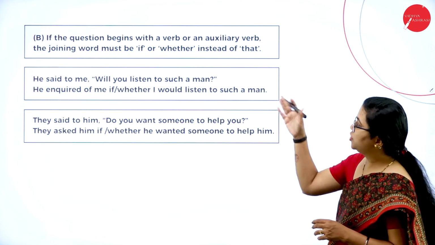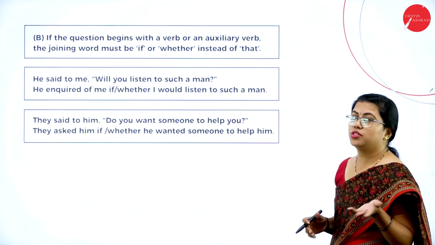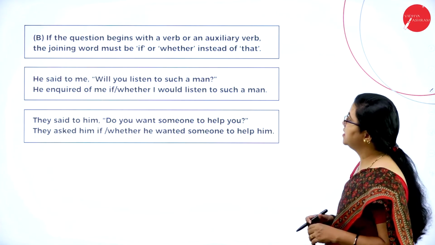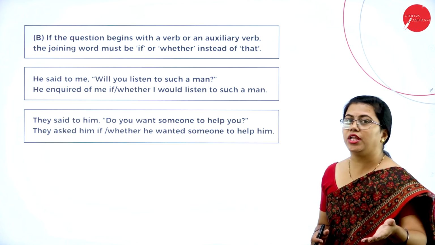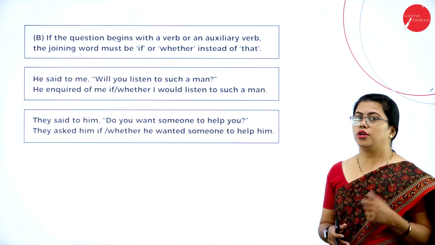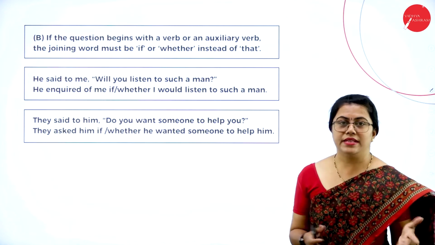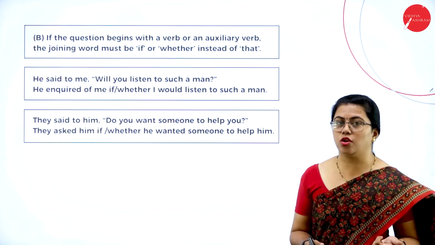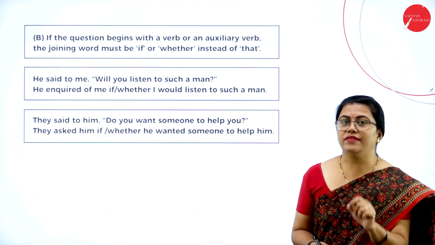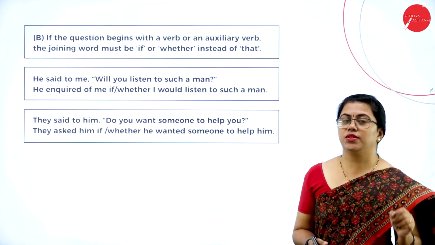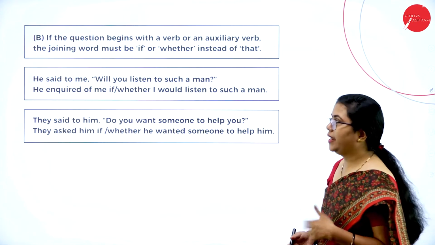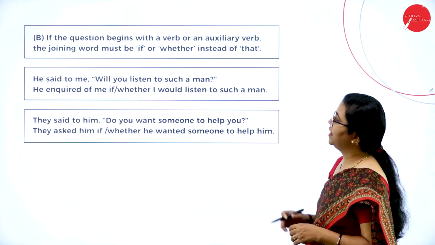Fine. If the question begins with a verb, suppose there is a verb in the beginning of the sentence. For example, maybe usually you use this auxiliary verb also in order to ask a question, isn't it? Will you do it? Does anybody have a pencil or something like that? So that begins with an auxiliary verb also. Not only with questioning words, sometimes it begins with an auxiliary verb also. So that time, how do you change it? So here is an example.